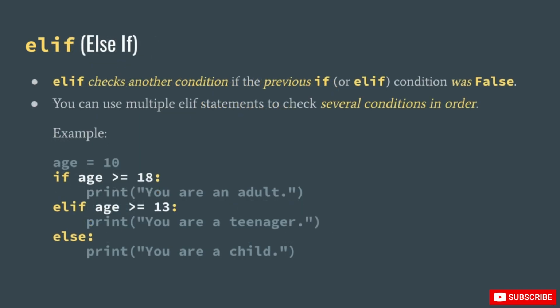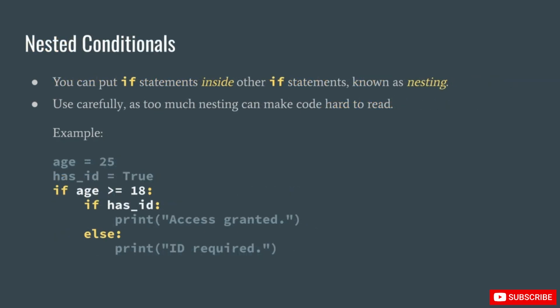The elif, or else if statement, allows us to check additional conditions if the previous if or elif conditions are false. You can chain multiple elif statements to evaluate several conditions in sequence. Nested conditionals allow you to place if statements within other if statements. This lets us check additional conditions only if the outer condition is true. While nesting can be useful, it's important to use it sparingly, as too much nesting can make code difficult to read.